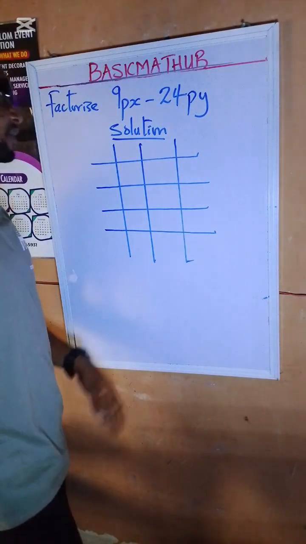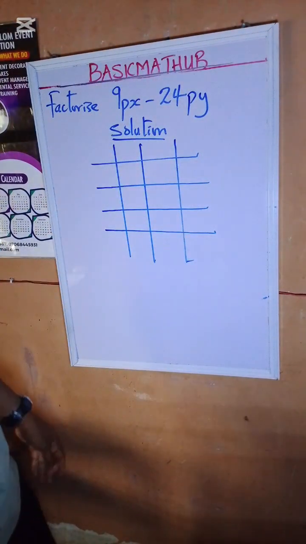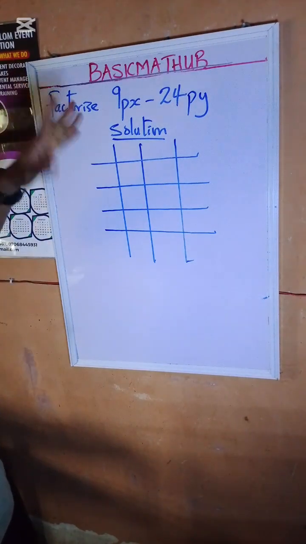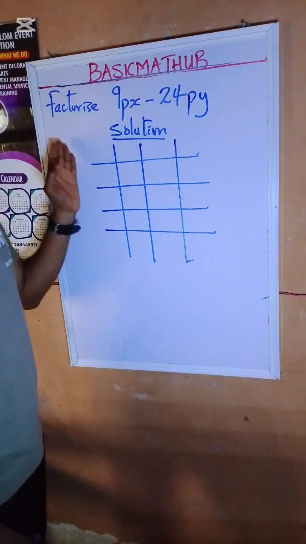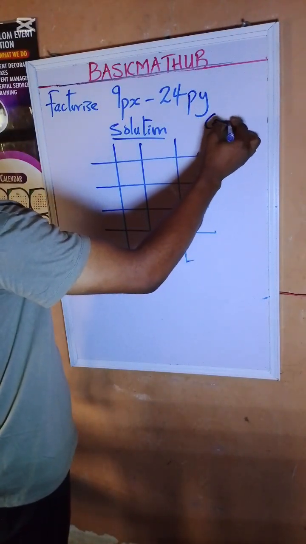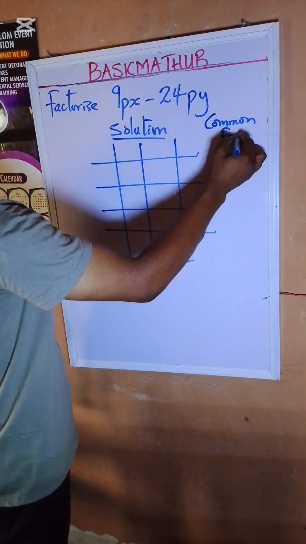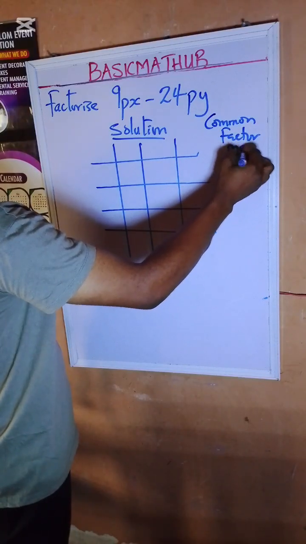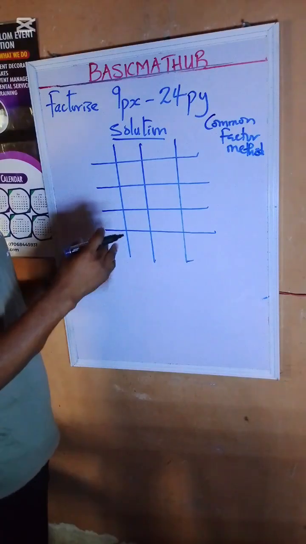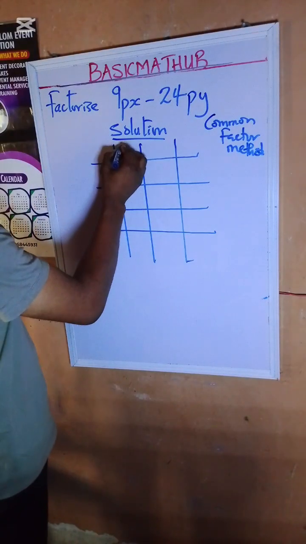So factorize 9PX minus 24PY. So we are still using the knowledge of our prime numbers, HCF, and the rest. What you're going to do in this kind of question is use what we call the common factor method. The common factor method is the easiest way to factorize. It is like looking for the HCF.